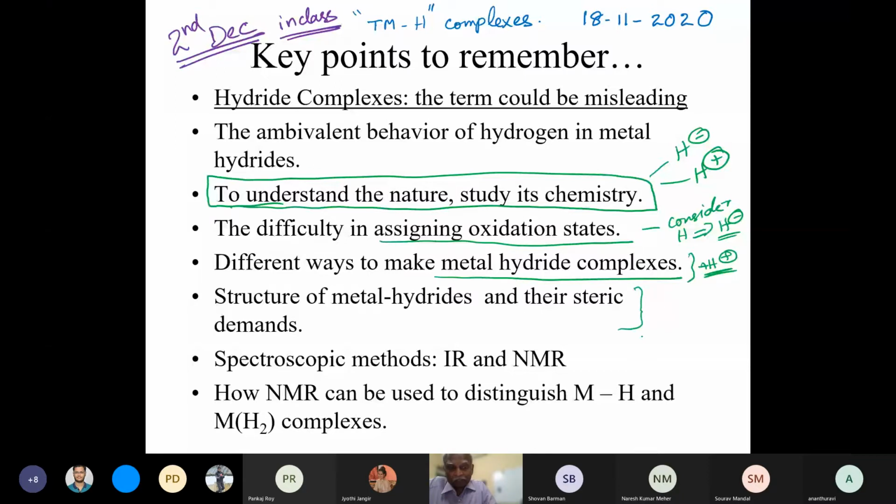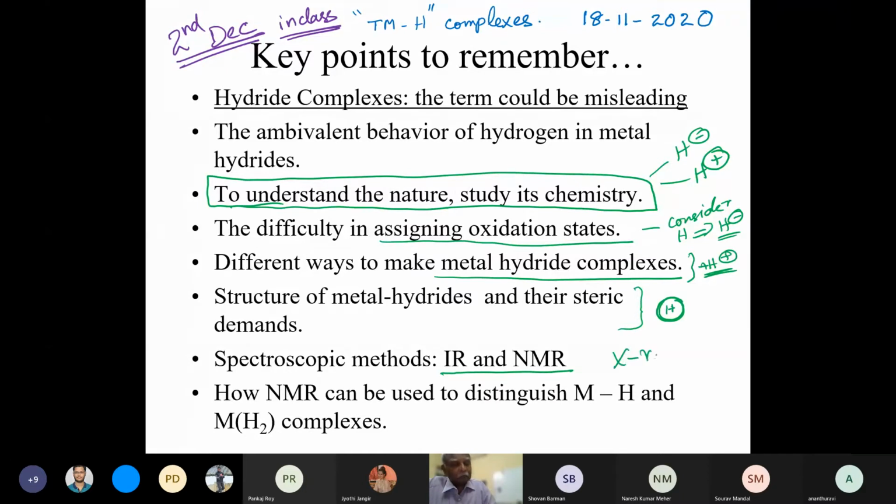Hydrogen is the smallest ligand that you can think of, and so it occupies a variety of coordination sites, or it can just be very unassuming and move from one site to another site without difficulty because of its small size and the ability of the ligand to do quantum mechanical tunneling. So these are some complications with hydrogen complexes. Spectroscopically, one can determine the presence of the hydrogen using infrared and NMR.